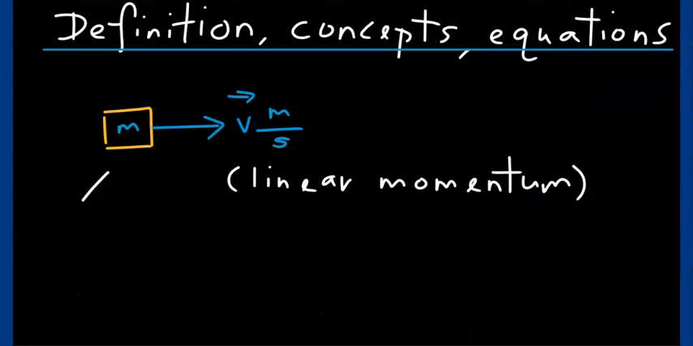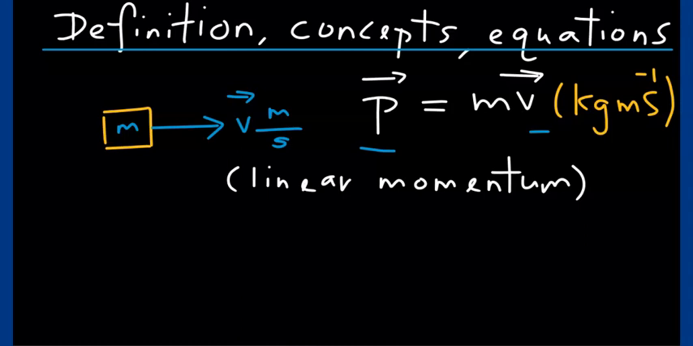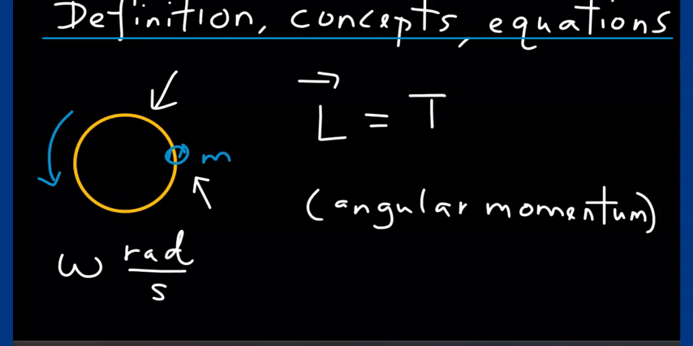Just like an object with mass m kg moving with a velocity v meter per second has a linear momentum defined in the following manner: P equals m times v, with unit kg meter per second, and with P parallel, or in the same direction as v, an object rotating as shown in this diagram with an angular velocity of omega radian per second would have its own angular momentum defined in the following way: angular momentum being the moment of inertia of that object times the angular velocity of that object, in the unit of kg meter squared per second.